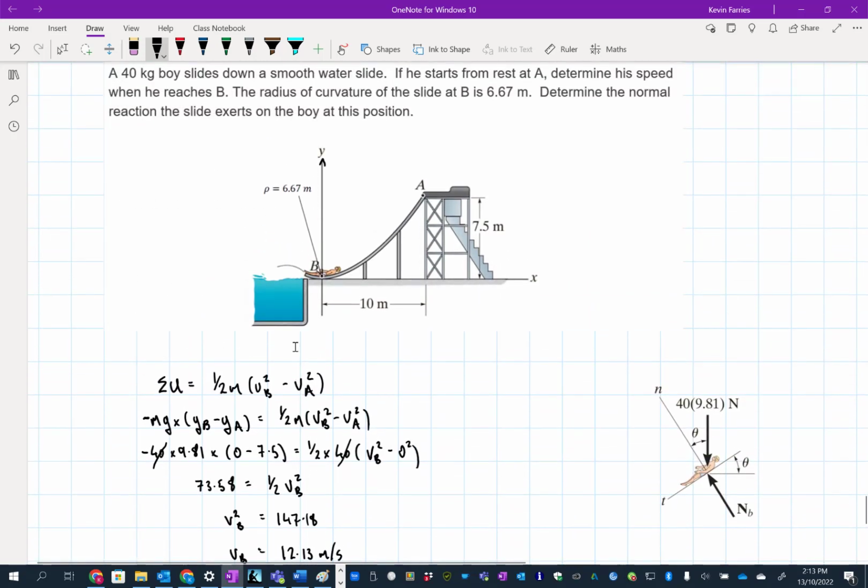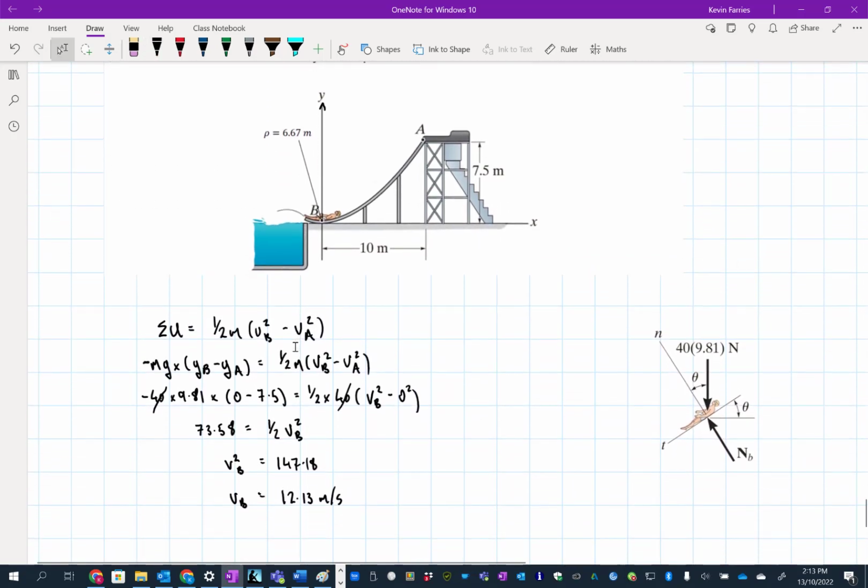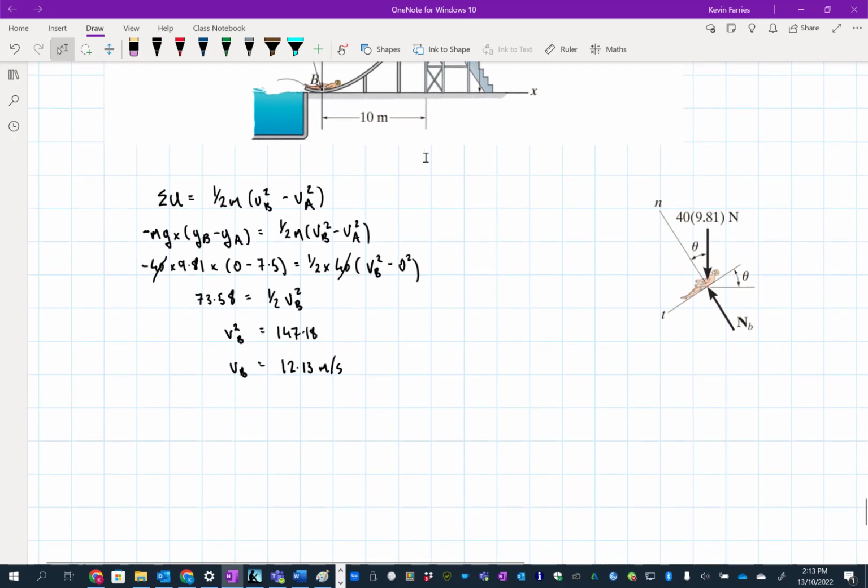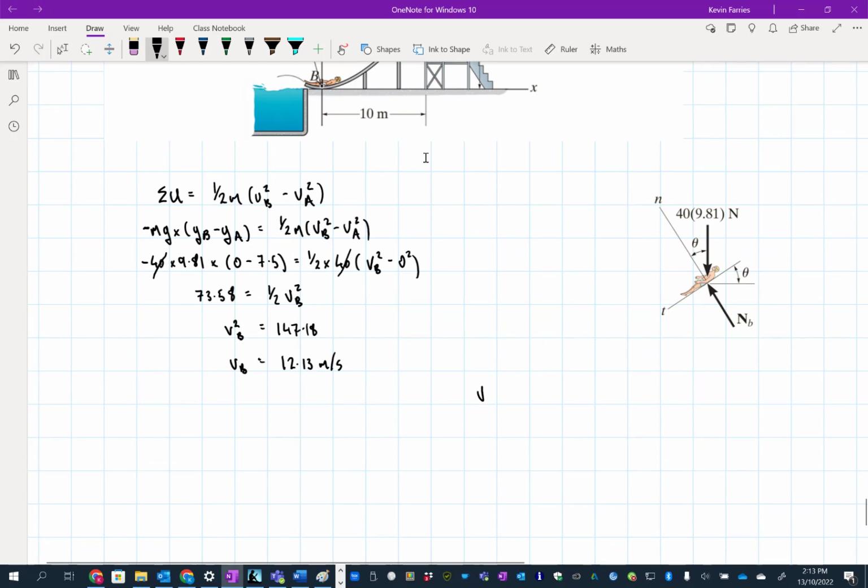Yeah, and so all of the work done by gravity is going to turn into kinetic energy, because you're not losing any energy to friction or anything like that under the assumptions we're making. In reality, you would lose a little bit. There's going to be a little bit of friction there. And so velocity at B is 12.13 meters per second.